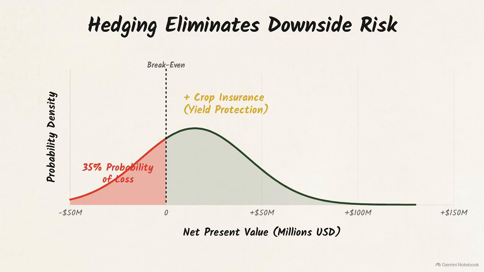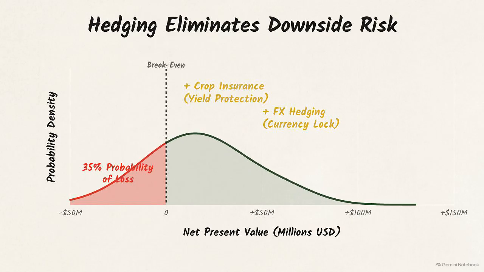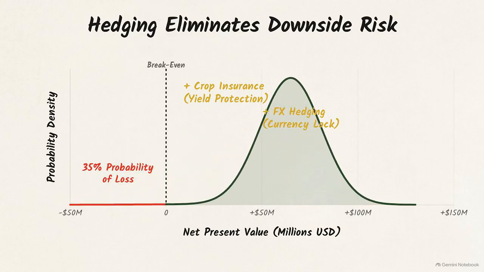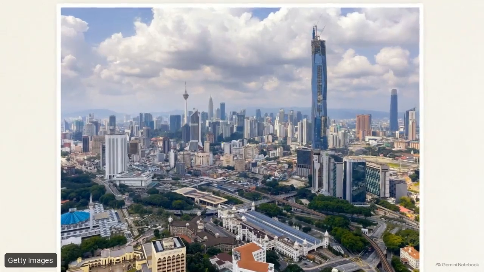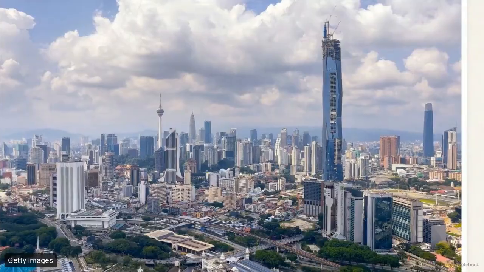By integrating crop insurance to protect against yield drops and securing local partnerships for FX hedging, the board reconfigured the project's risk profile. These hedges shrank the red tail, moving the entire bell curve safely to the right. Monte Carlo simulations provide the statistical resolution needed to price risk and engineer resilient corporate investments.